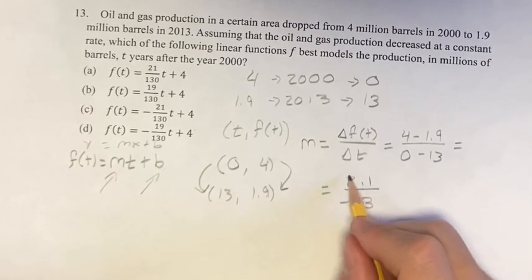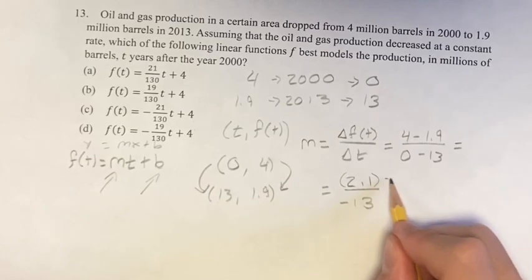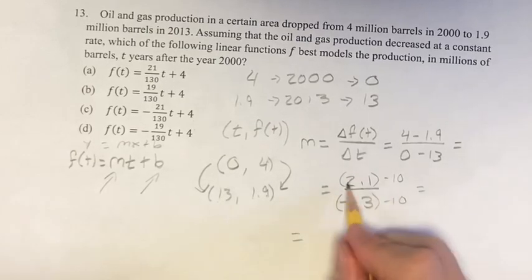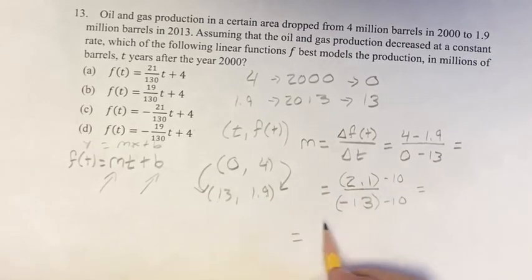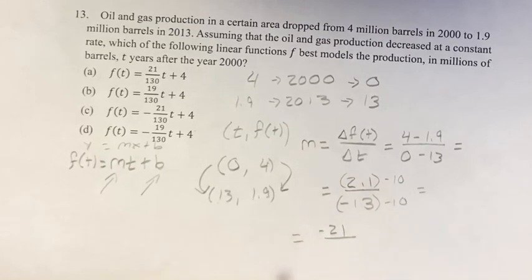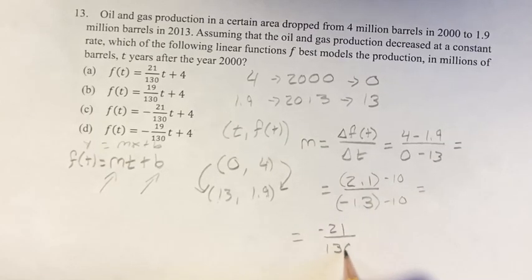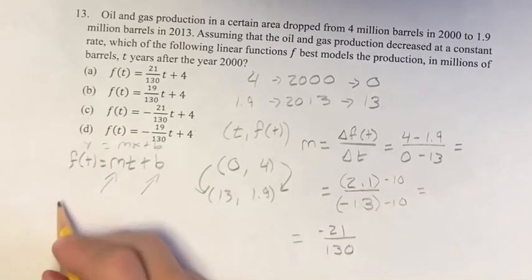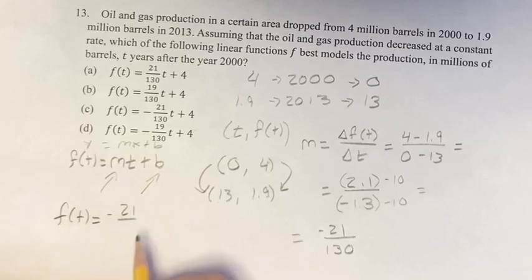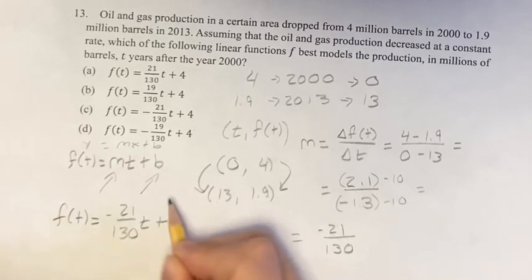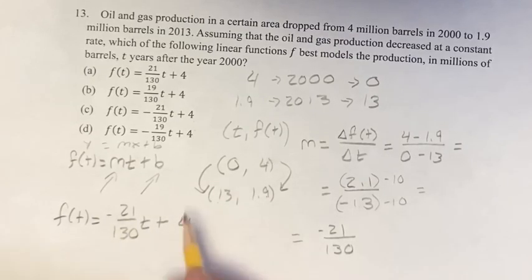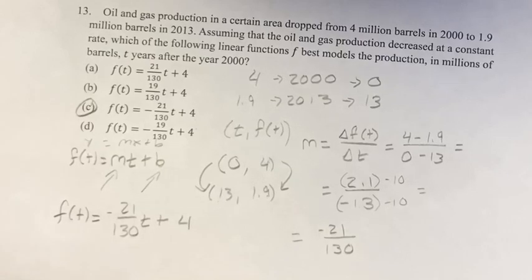And if we multiply both sides of this fraction by negative 10, that will get the decimal to disappear up here. 2.1 times negative 10 is negative 21. And the negative disappears from the denominator and it gets moved to the numerator. 13 times 10 is 130. So our slope is negative 21 over 130, so we know f of t is equal to negative 21 over 130, t plus b we told was 4, therefore f of t is equal to negative 21 over 130t plus 4, and C is going to be your final answer, right?